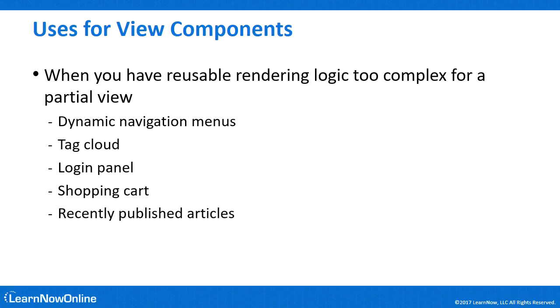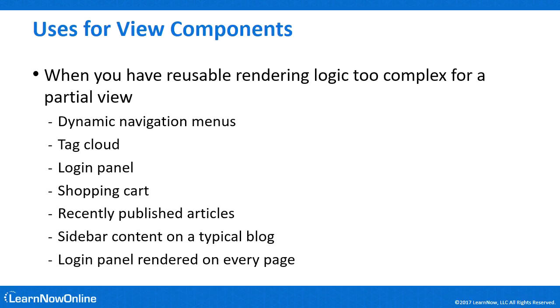A very common use is for recently published articles. If this is a news site or a blog site, then you can come up with a list of recently published articles, or most popular ones, or maybe a summary of articles in some fashion based on time or whatever. And so you can do that and then put it in various sidebars and widgets and so forth. And in fact, sidebar content is a typical place where you'd use a view component, because you're going to use that in multiple pages throughout the site. Okay, and redundantly, a login panel that's rendered on every page.